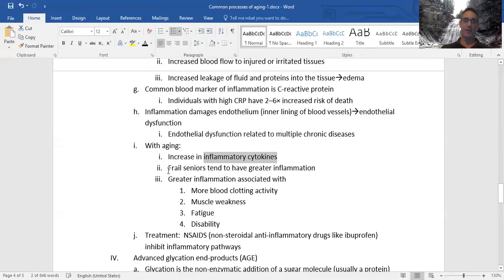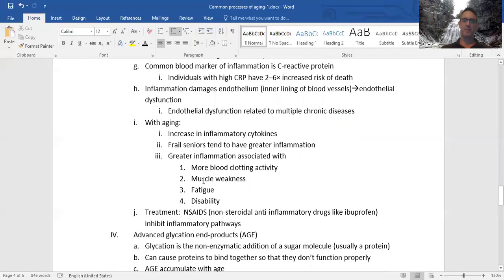I also found an interesting fact that if a senior is frail, it says frail seniors, I think that's what the article might have said. I would say elderly individuals. The more frail an individual was, they were more likely to have greater inflammation. So a strong correlation there.